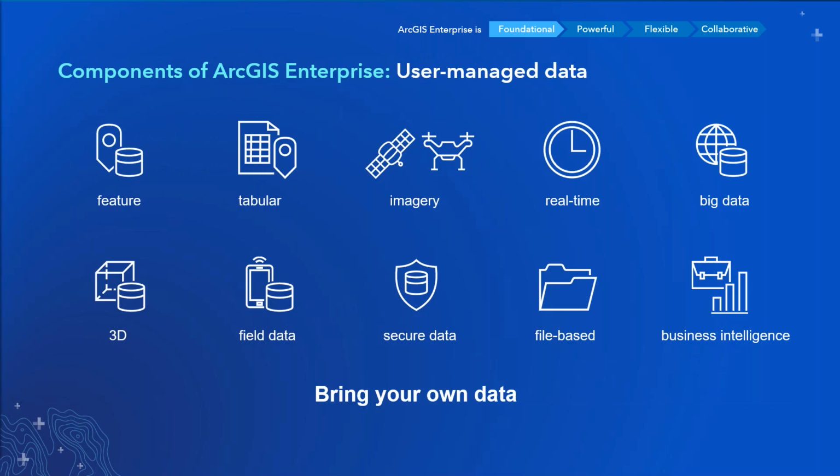That might be feature data or tabular data. It might be imagery. It might be big data. It might be 3D content. It might be field data. It might be file-based. It might be shapefiles. All those things can live within the ArcGIS portal and support your operations.